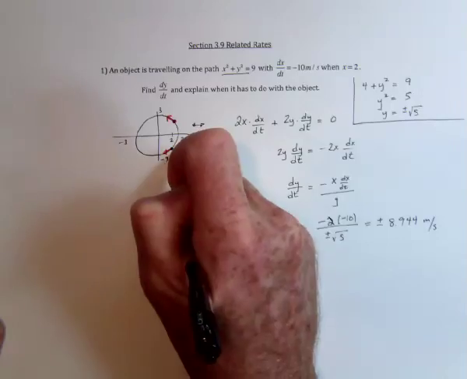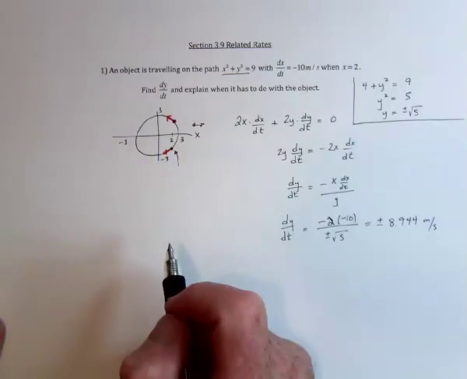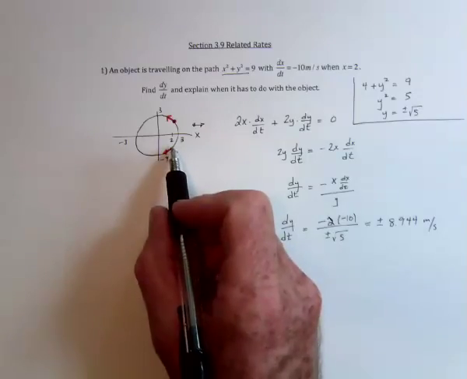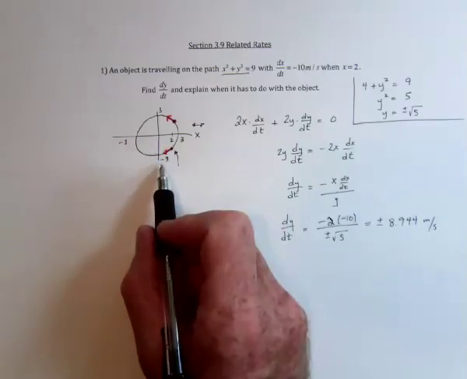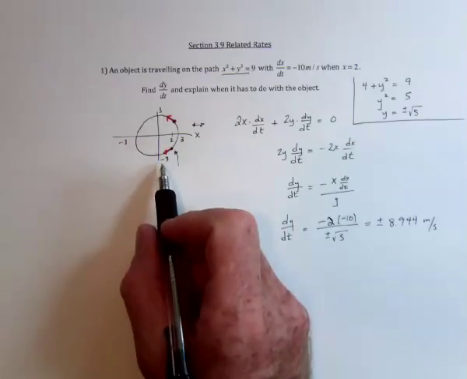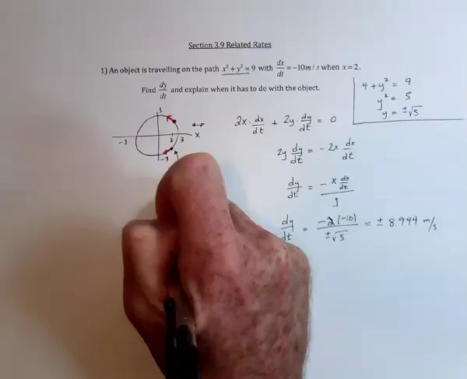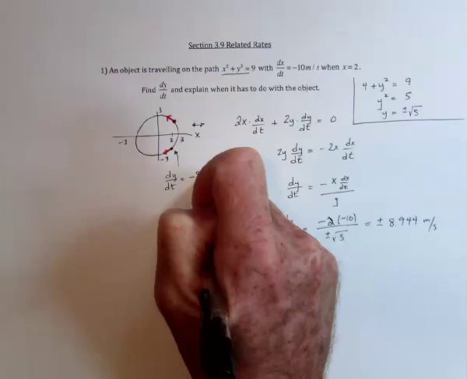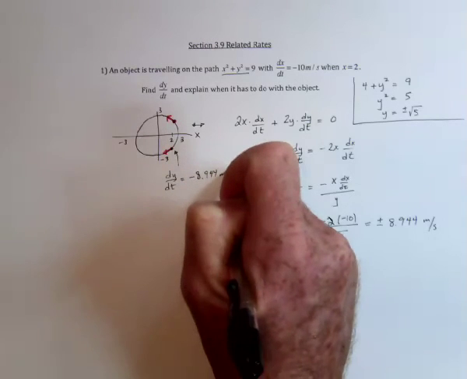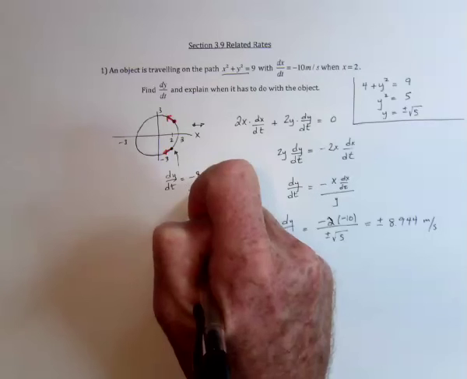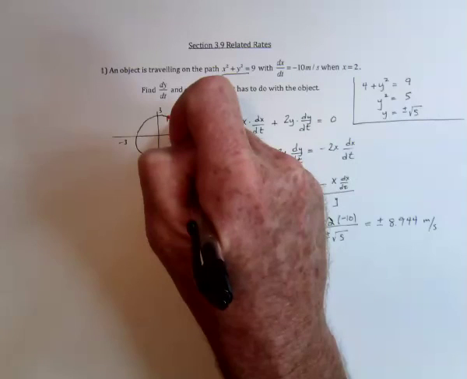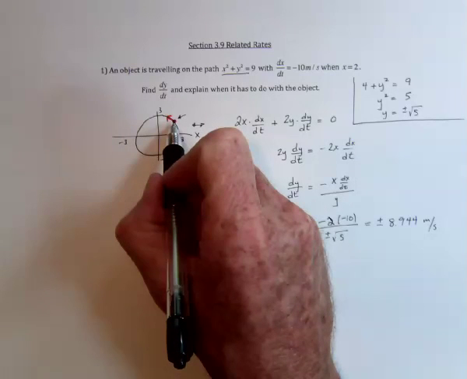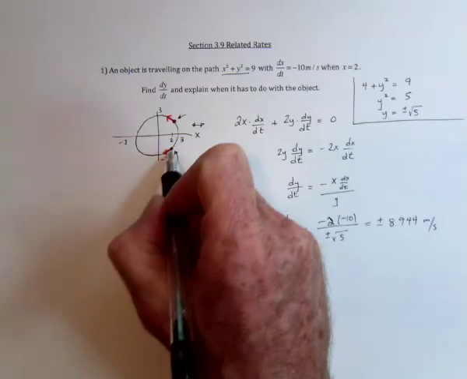So then the explanation is, if it were in this place, that would be that it's going, as far as dy/dt, it's going down, and so dy/dt would equal going down, so negative 8.944 meters per second. And then if it were this case, that would be that it's going up. So for this one, it's going up and to the left, and this one down and to the left.